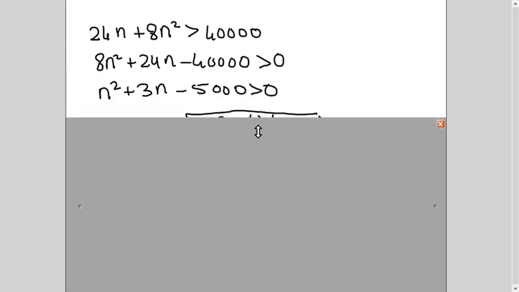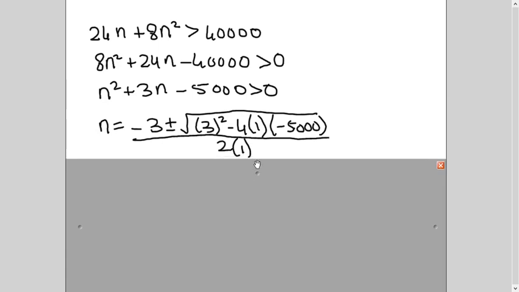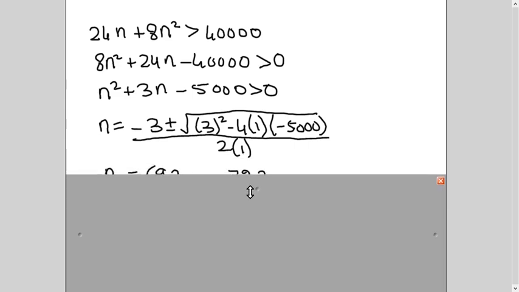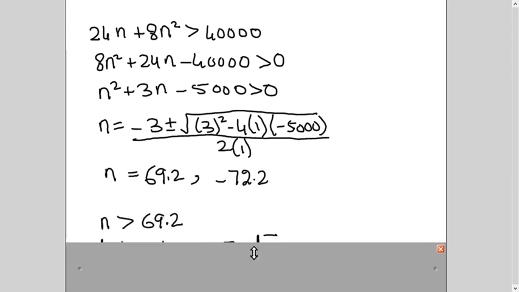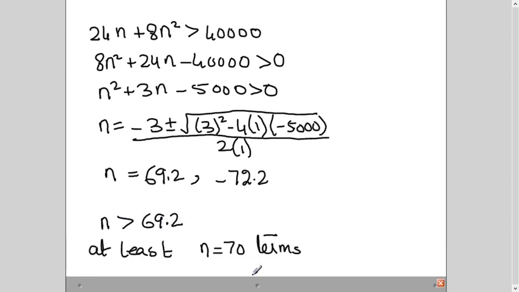You can simplify whatever way you like to solve it. If you can factorize it, you can factorize. I'm applying the quadratic formula, and I got two values of n. So basically, I'm saying n is greater than 69.2 or minus 72.2. The negative value is not applicable because we're talking about the number of terms. So when I say n is greater than 69.2, it means 70 terms.